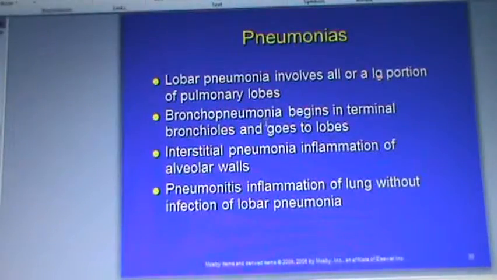Pneumonias. There's lobar pneumonia, which involves all or a large portion of the pulmonary lobes. Bronchopneumonia begins in the terminal bronchioles. Where's terminal? Terminal is the lower end and goes to the lobes. Interstitial pneumonia is inflammation of the alveolar walls. Pneumonitis is inflammation of the lung without infection.